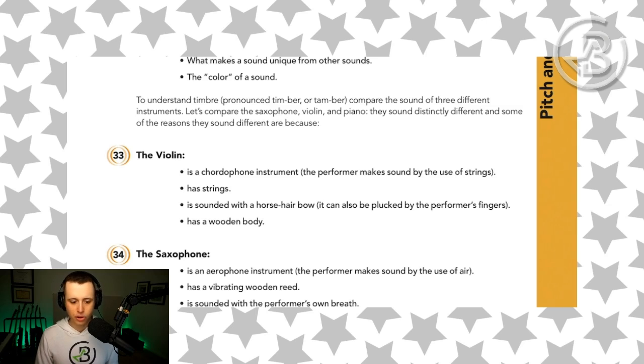Here is example 33. We're going to listen to the violin. So the violin's a chordophone. The performer makes sound by bowing the strings or plucking the strings. The violin has strings, and it's sounded with a horsehair bow and has a wooden body. And this is the sound, or the timbre, the quality of the sound that a violin creates.